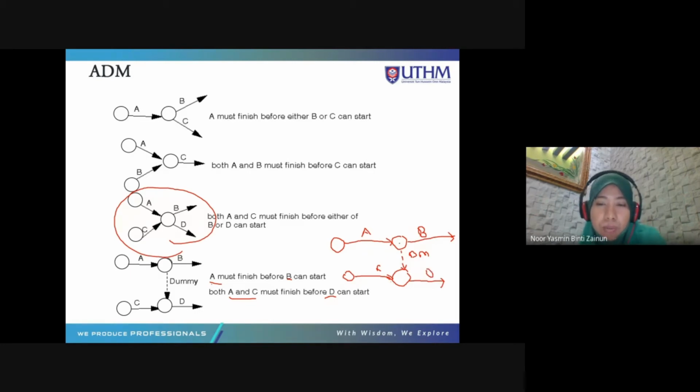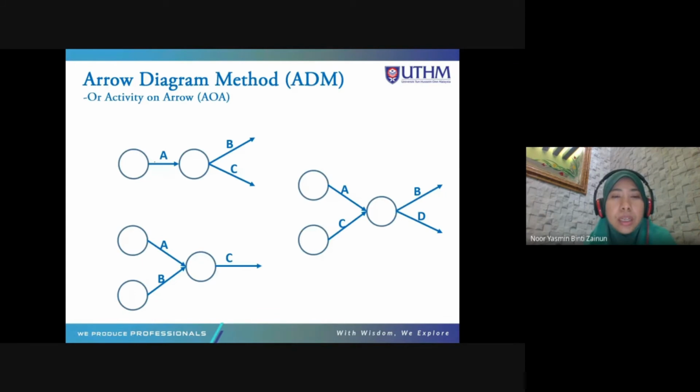If the arrow goes upward, for example I put the arrow upward like this, it means A and C finish, then B can start. If the arrow goes downward, it means A and C finish, then D can start. So here, after A finishes, B and C can start. Activity B and C can start. So A is the predecessor for B and C.